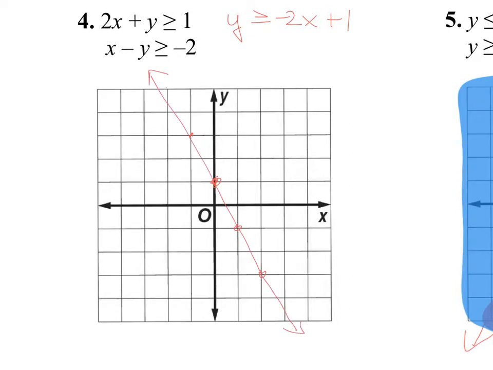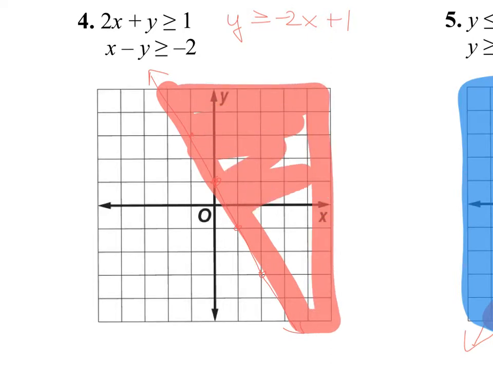And since it says y is greater, you should have shaded on the top side. All right, so now on the second guy here, you need to make sure that you solve for y. And be cautious when you're dividing here. So I'm going to subtract the x over.